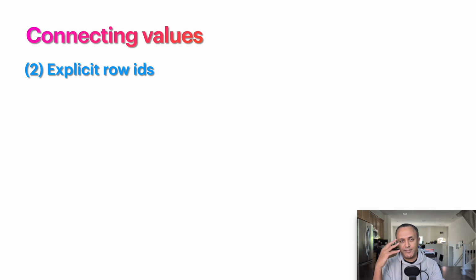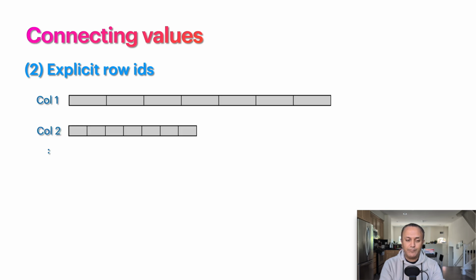Another way of connecting these values is using explicit row IDs. So instead of having these offsets in a conceptual way, this time we have to actually make them more explicit. So again, assume that these are the 2 columns that we have. We might have more than 2 columns, of course. So now we're actually going to add row IDs to each data item. This happens while we're inserting the data. For each row we insert, we generate a row ID and put that row ID in all the values of that row.